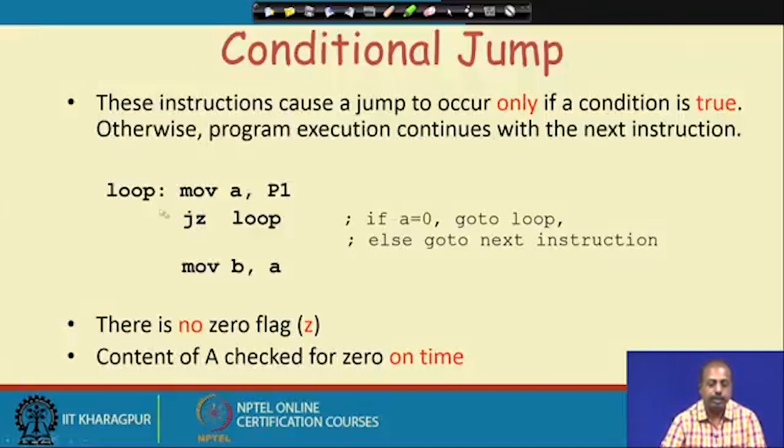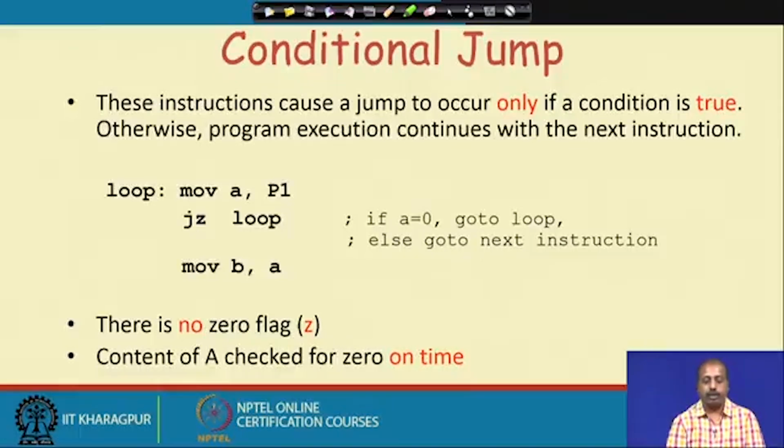So, if the 0 flag is set, then it will come to this loop instruction, this point back, and otherwise it will move the A register content to B register content. So, there is no 0 flag. Actually, if you look into this PSW register, we do not have any explicit 0 flag. So, how does it check it?